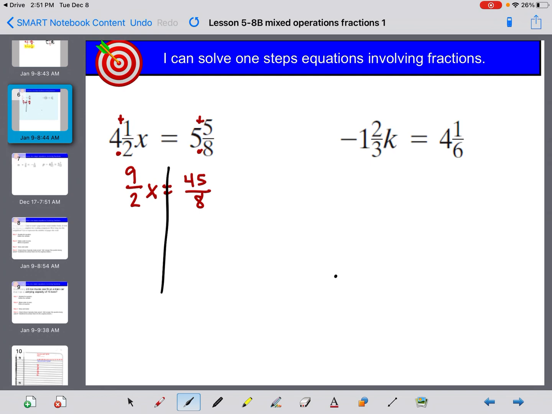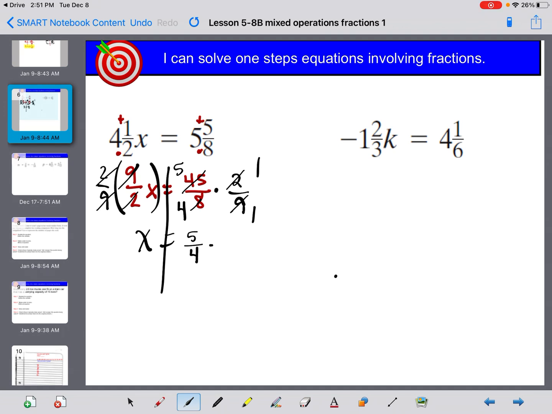The first step is to convert all of my mixed numbers to improper. Then I'm going to multiply by the reciprocal on both sides to get x by itself. Then I simplify any common factors. And so 5 times 1 is 5. 4 times 1 is 4. Now I have an improper fraction for an answer, and that just won't do. 4 goes into 5 one time, and I'm left with 1/4. So my answer is 1 1/4.